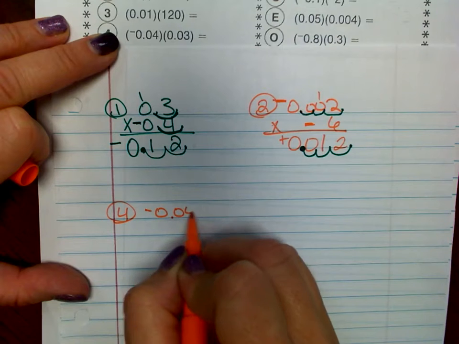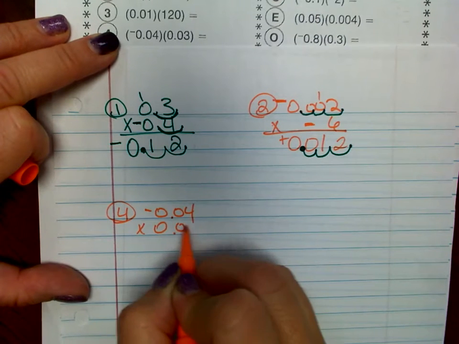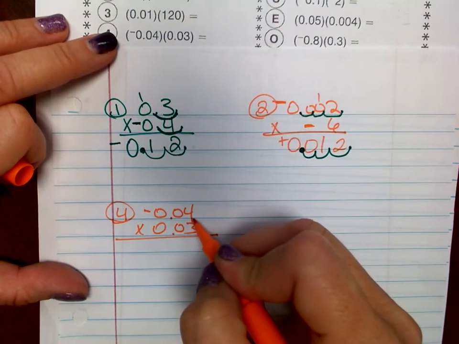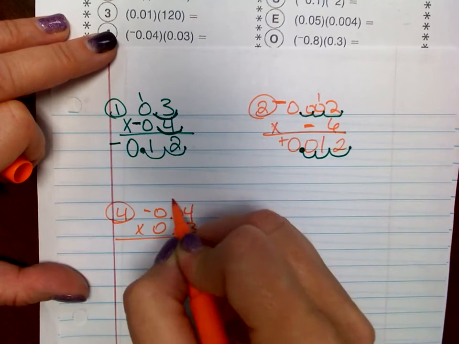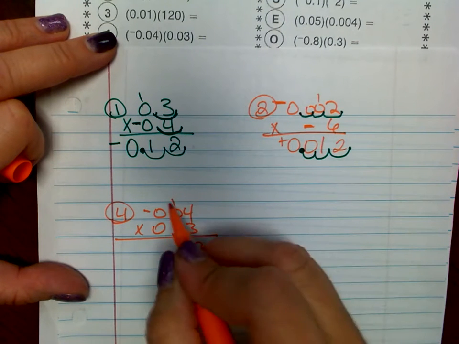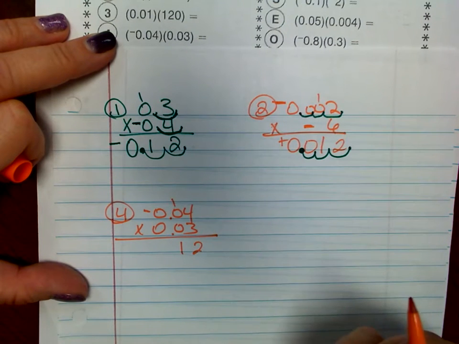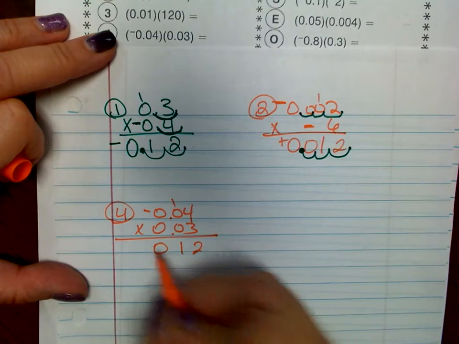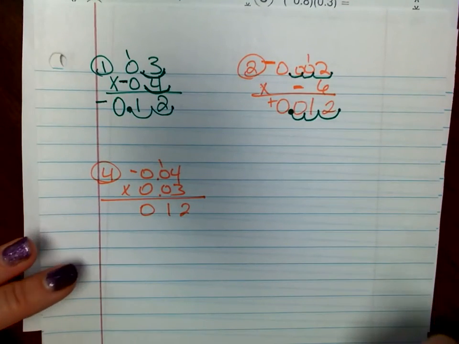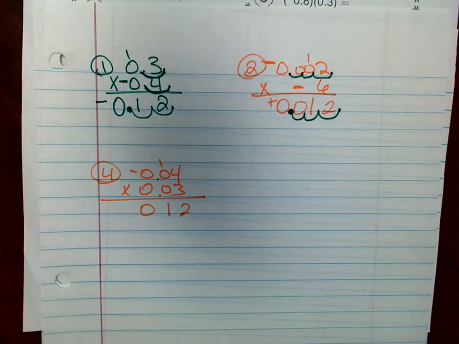Negative 0.04 times 0.03. So again, 4 times 3 is 12. Carry your 1. 3 times 0 is 0, but I have a 1. I've got to add and bring it down. Then you have a 0. Now then, I could stop there because I know it's just going to add zeros to it, but I don't want it to confuse you.